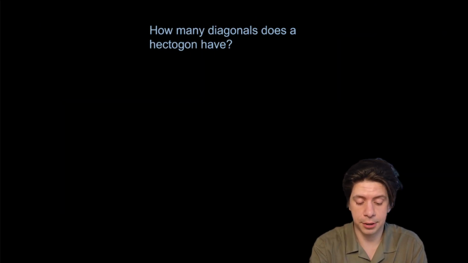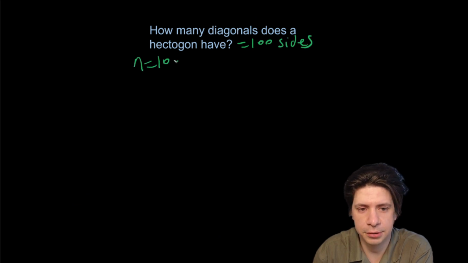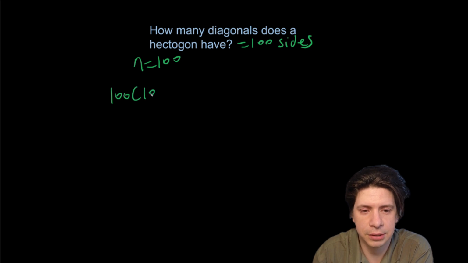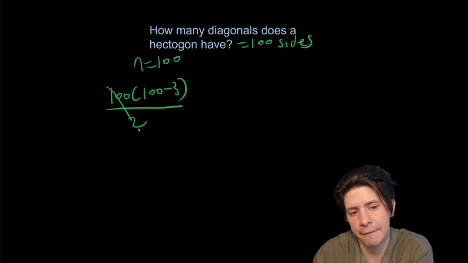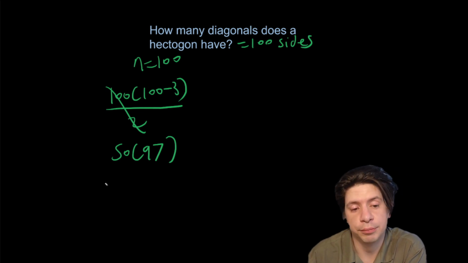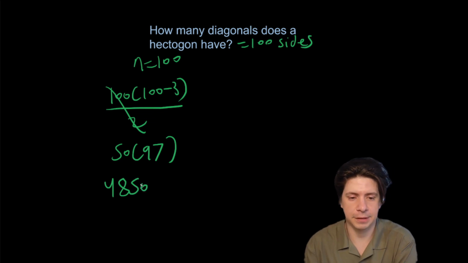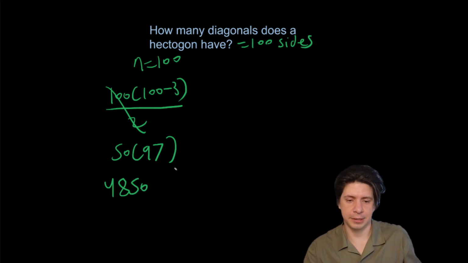So a hectagon equals 100 sides. So n equals 100. So we're going to do 100 times 100 minus 3 all over 2. So that's going to be 50 times 97, which will be 4,850. A lot of diagonals there, right?